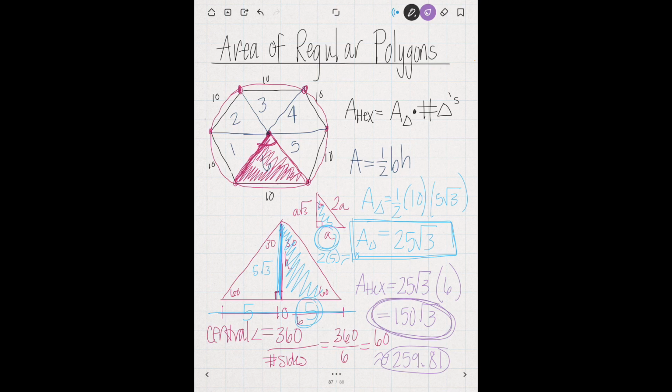So let me know if you have any other questions on how these work. All these problems you do the same way. You just want to see if you can find the area of one triangle and then multiply it by the number of triangles that you have. And the number of triangles that you have will always be the same as the number of sides of your polygon.